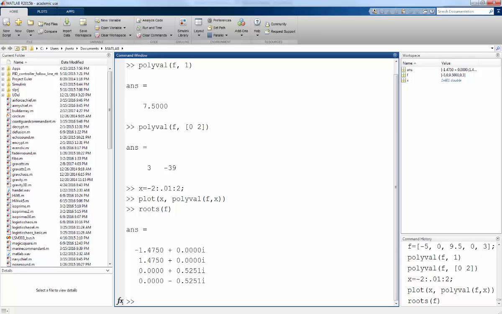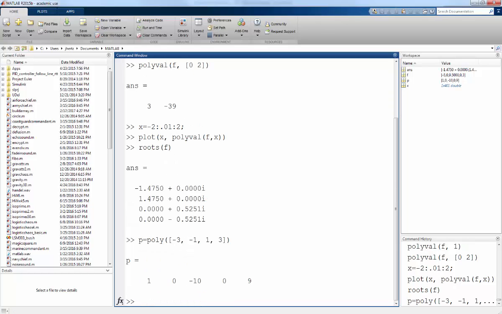If we want to know which polynomial has particular roots, then there is a function poly. So give to this function an array which represents the roots. So which polynomial has roots at negative 3, negative 1, positive 1, and positive 3? It's the array x to the fourth power minus 10x squared plus 9.